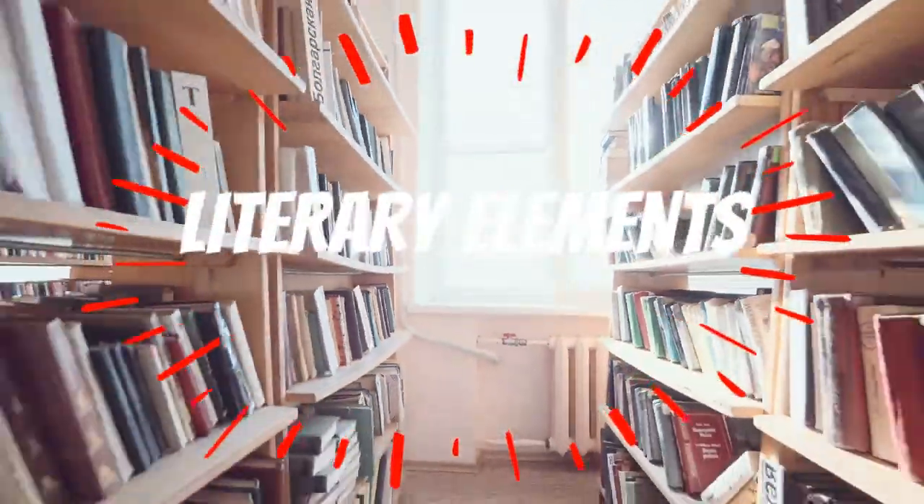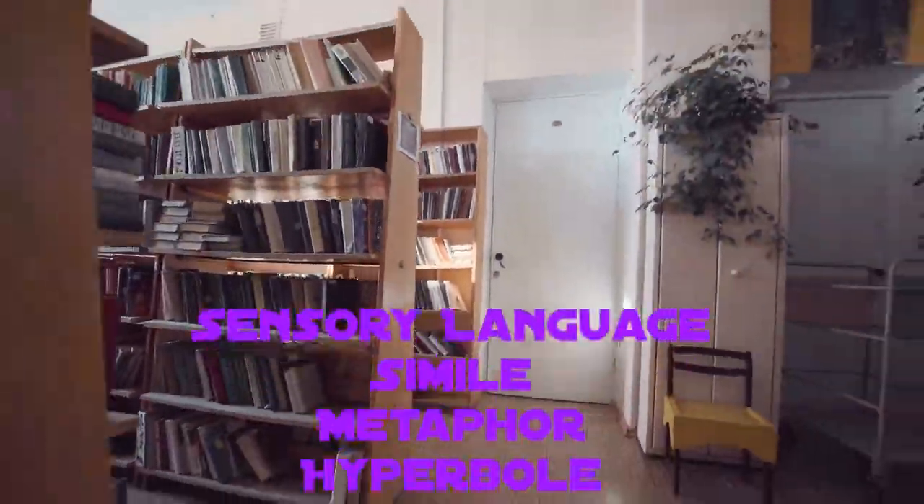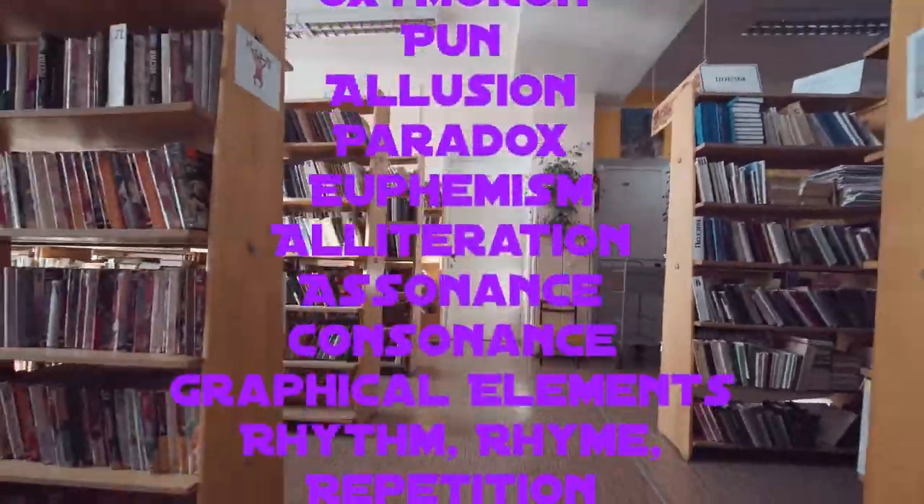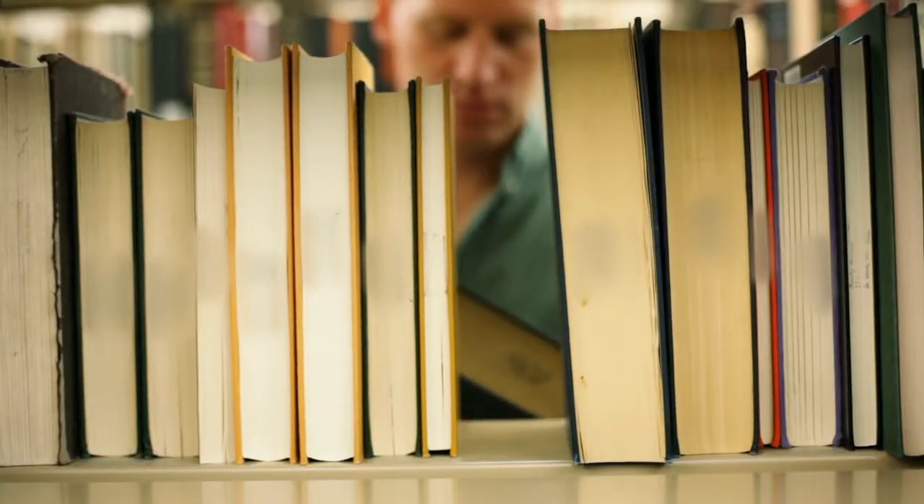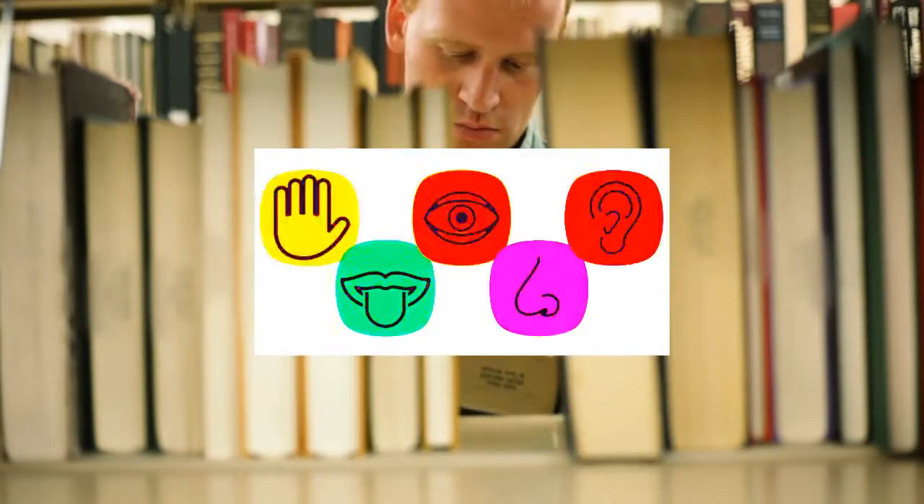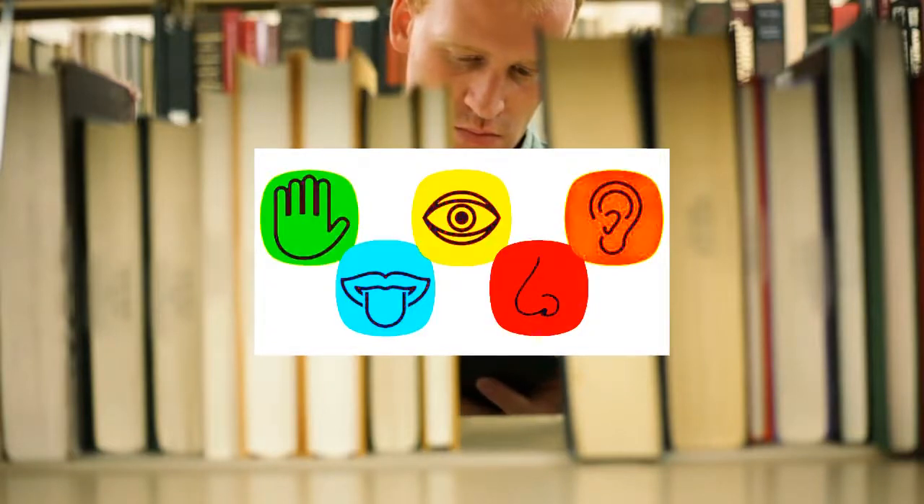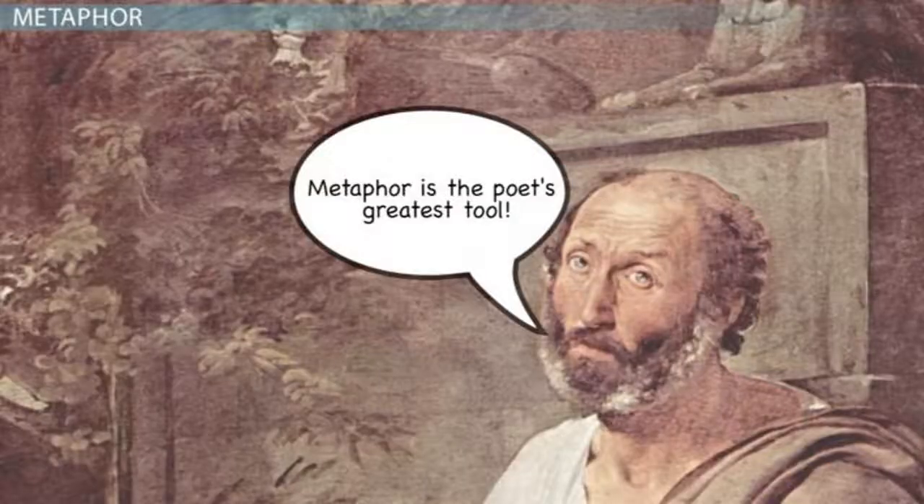Writers use different ways of conveying their ideas and messages. We call these literary elements. There's a ton of literary elements which you need to know about. All of these are related to sensory language, which is using words to create a more vivid picture for the reader. Sensory language uses one or more of the five senses: sight, smell, hearing, taste, and touch.